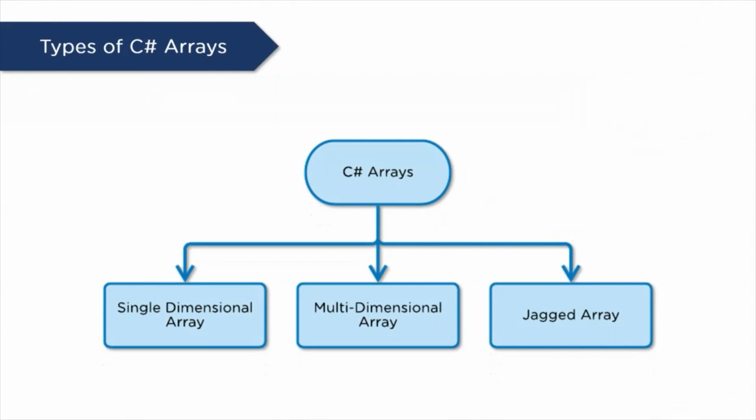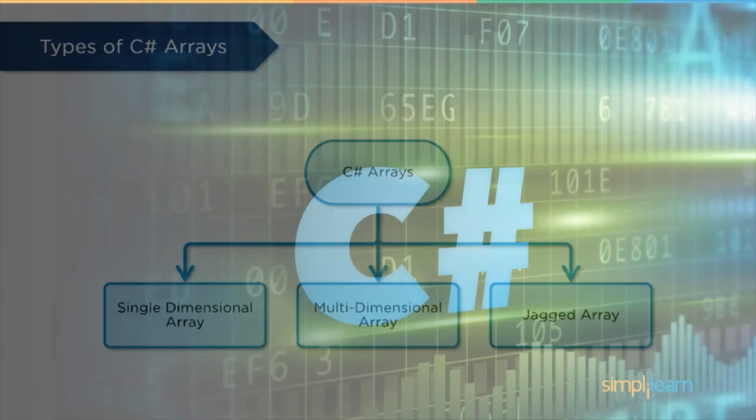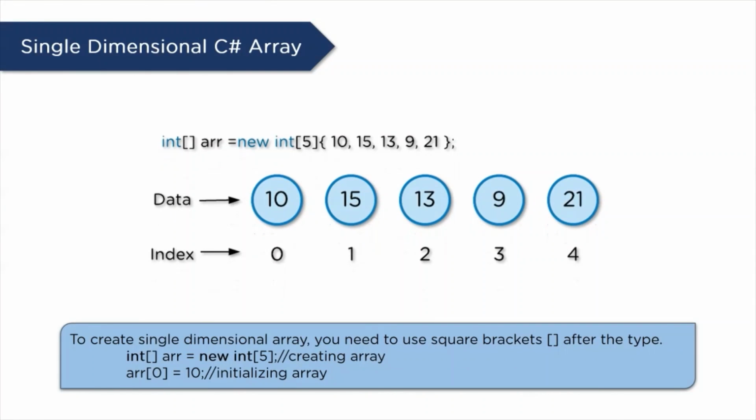In C Sharp, arrays are categorized in three types: single dimensional array, multidimensional array, and jagged array. Let's discuss them all in detail. First up, single dimensional array. Much like other programming languages, in C Sharp, a single dimensional array is like a row of elements. To create a single dimensional array, we use the new keyword and a square bracket after a type. Let's try to implement a program in the code editor.